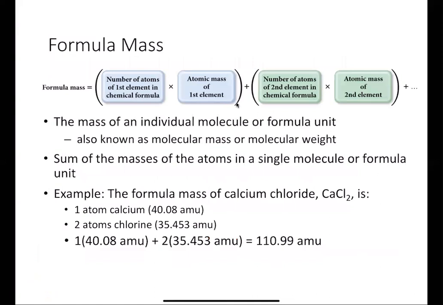So when we talk about formula mass, it's also called molecular mass or molecular weight. You just add up the masses of the atoms in a single molecule. So calcium chloride, which is really not a molecule, it's a formula unit, has 1 calcium and 2 chlorines.